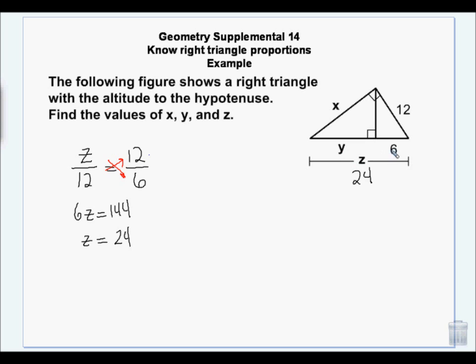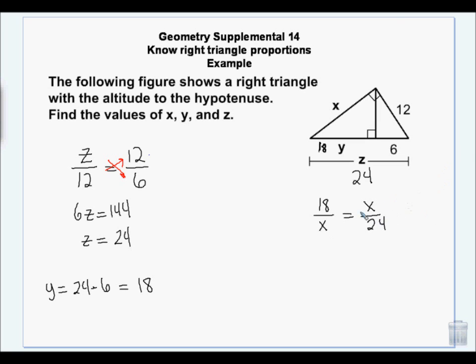So if I have 6 and I have y, make up 24, y is equal to 24 minus 6. So that's 18. Now, if 12 was the geometric mean between 6 and z, x is the geometric mean between 18 and 24. So we're going to do 18 over x is equal to x over 24.